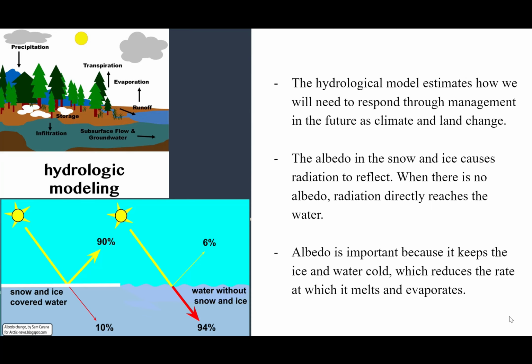The hydrological model is used to further the research by estimating how we will need to respond in the future through management as the climate and land change. The other image shows how the albedo in the snow and ice causes the radiation to reflect off its surface, allowing only a small percentage to reach the water, versus what happens when there is no snow or ice, meaning there is no albedo present, allowing radiation to reach the water.